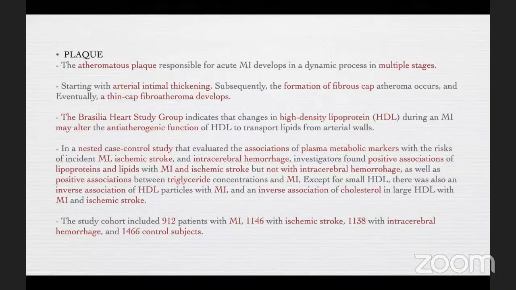In a nested case-control study that evaluated the association of plasma metabolic markers with the risk of incidence of MI, ischemic stroke, and intracerebral hemorrhage, investigators found a positive association of lipoprotein and lipids with MI and ischemic stroke, but not with intracerebral hemorrhage, as well as a positive association between triglyceride concentration and MI. Except for small HDL, there was also an inverse association of HDL particles with MI, and an inverse association of cholesterol in large HDL with MI and ischemic stroke. The study included 912 patients with MI, 1,146 with ischemic stroke, 1,138 with intracerebral hemorrhage, and 1,466 control subjects.